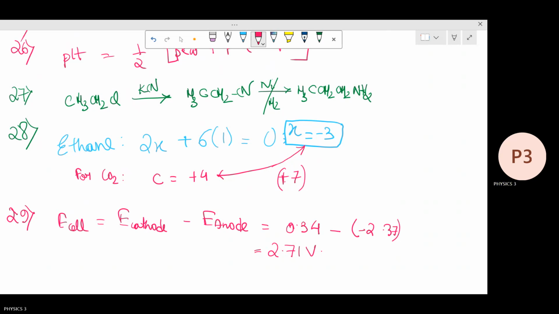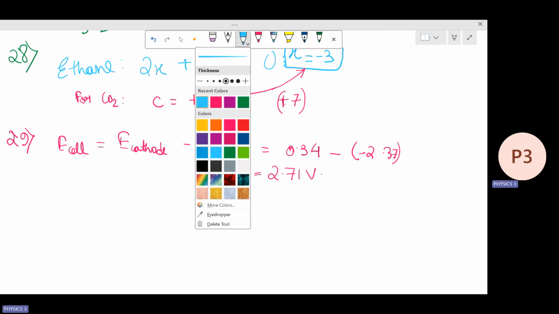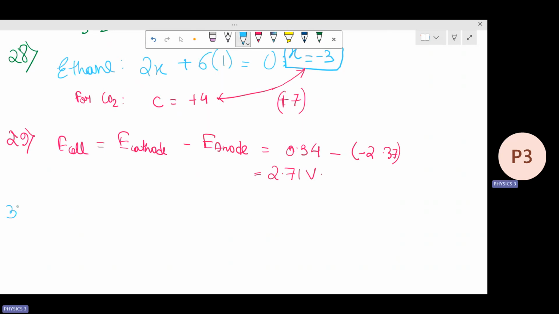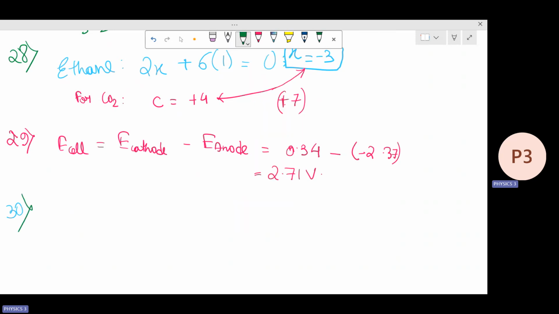Next, they are talking of conductance. Question number 30. In question number 30, what do we see? They are asking about conductance. According to the hybridization part, not conductance, question number 30 is about hybridization. According to the hybridization question, they are talking about benzene having a triple bond.